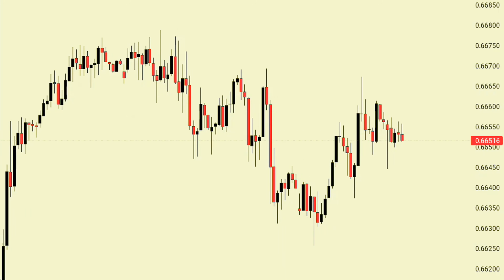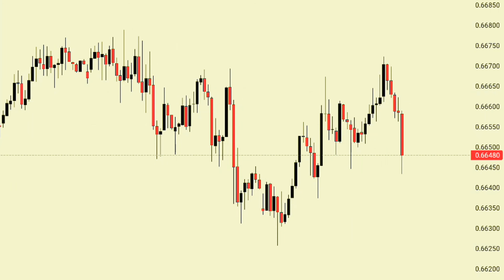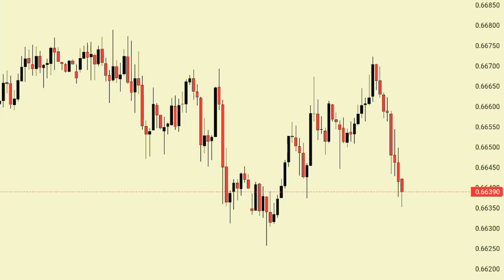We'll look at break of structure, liquidity sweep, inducement, market structure shift, point of interest, and finally, our buy entry targeting buy-side liquidity. As the market opens, price is clearly trending downward.